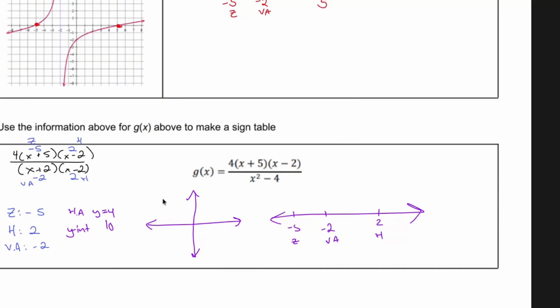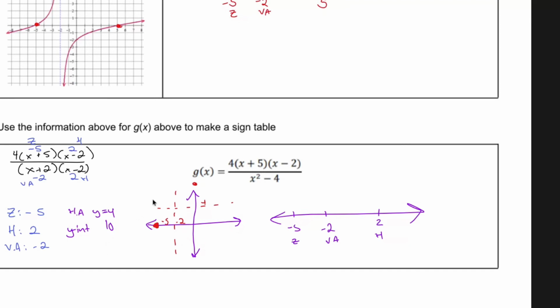The information that we have gives us a vertical asymptote at -2, a zero at -5, okay, a hole somewhere over here that I don't know where it is, but more importantly, we have a horizontal asymptote at 4. And somewhere up here at 10, we have a y-intercept.